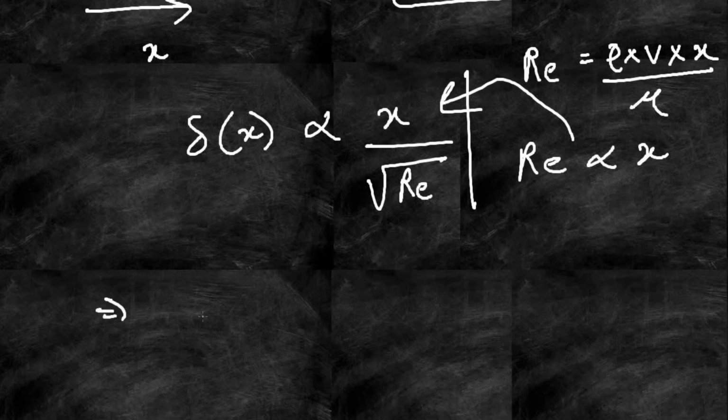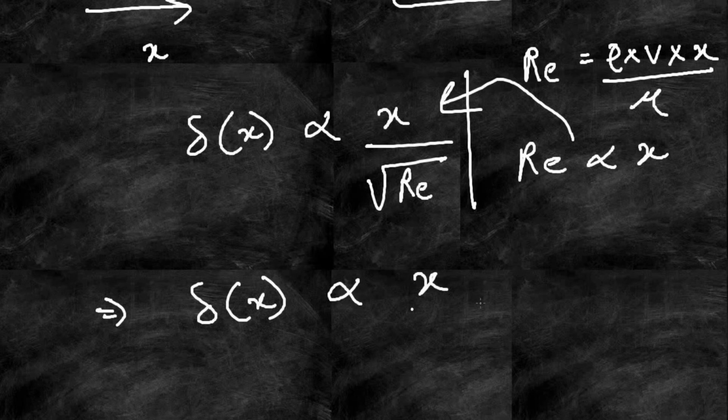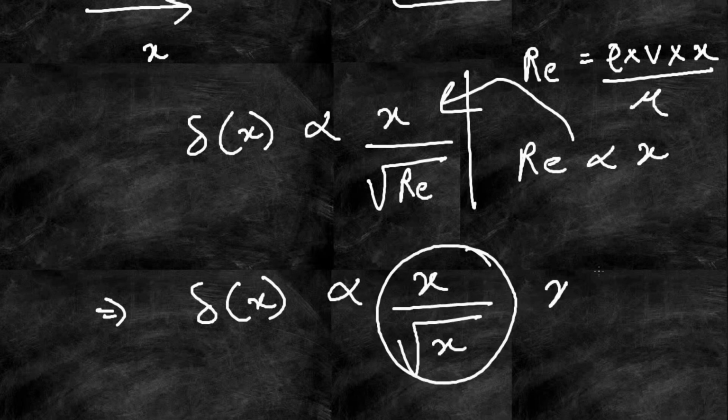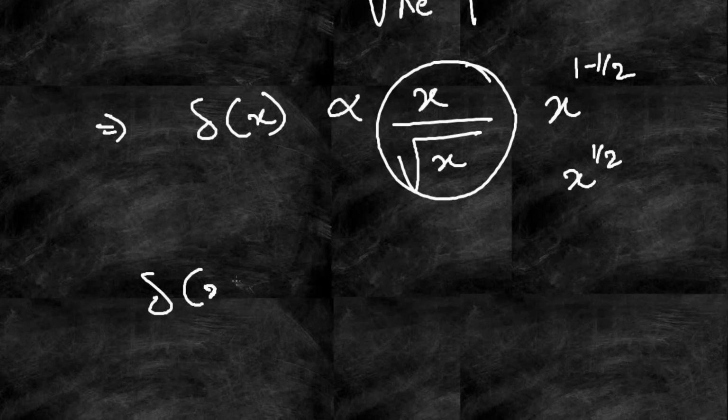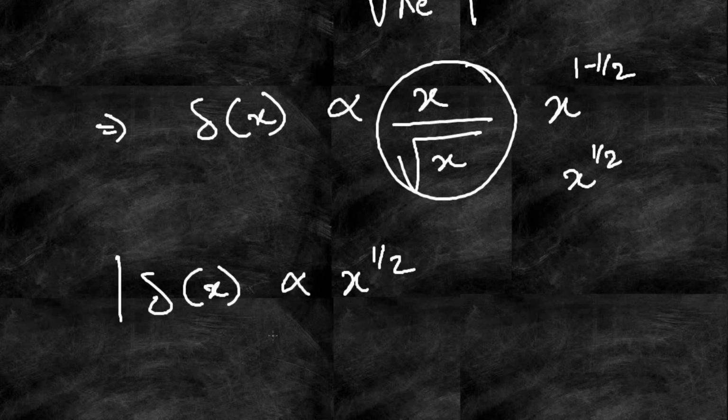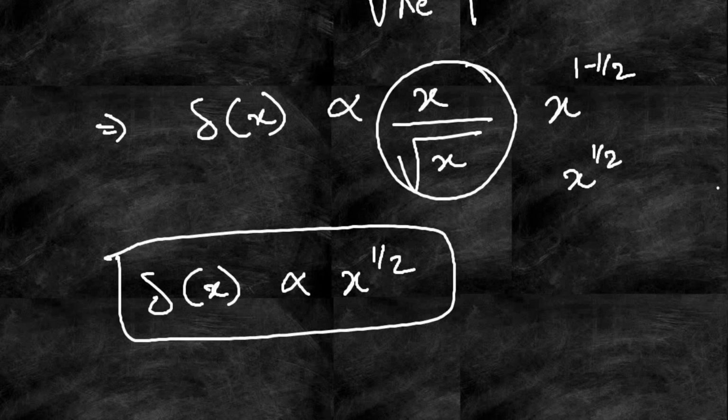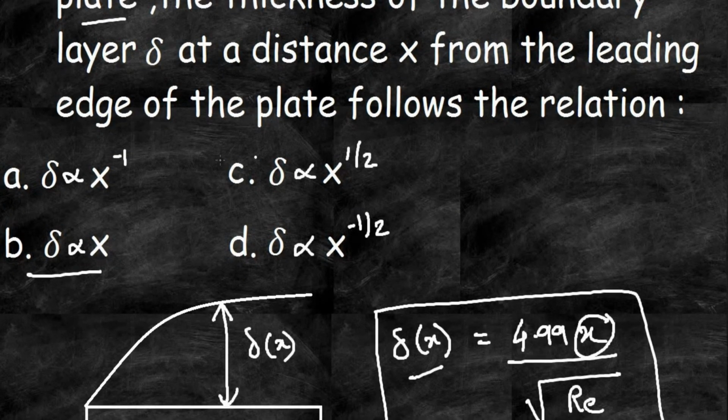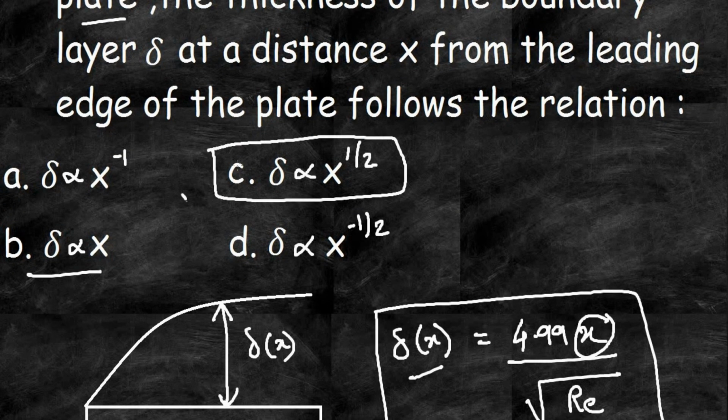So this will become the boundary layer thickness delta x proportional to x by root of x. This thing is nothing but x to the power 1 minus half, which is x to the power half. So what I get is the boundary layer thickness delta of x is proportional to x to the power half. So this will be the correct expression. So this is option C. This is the correct expression.